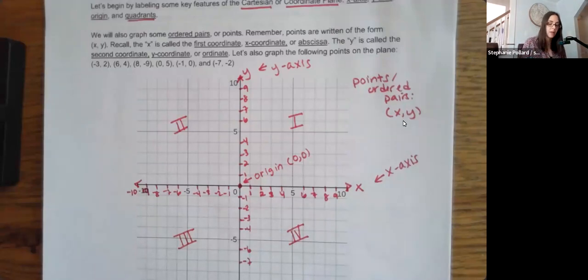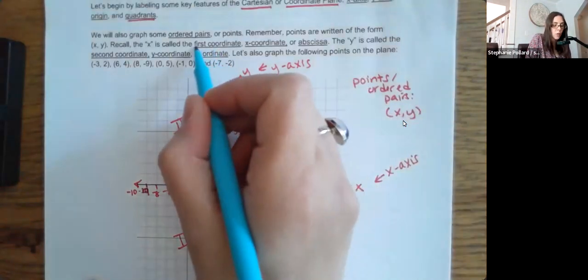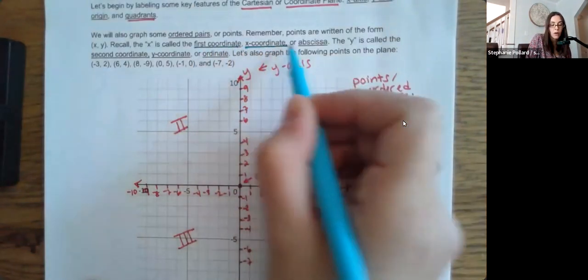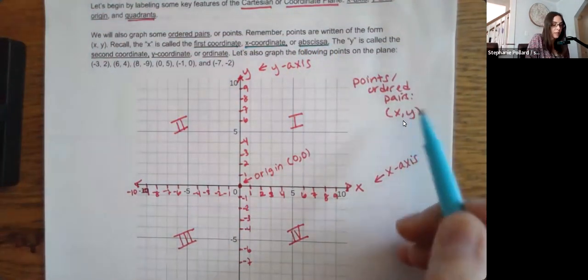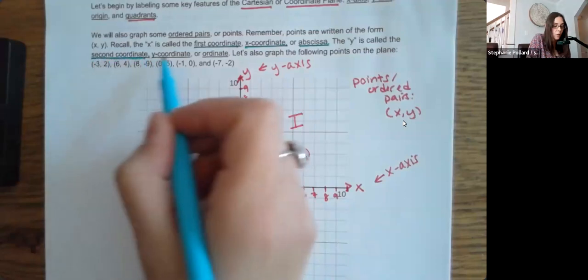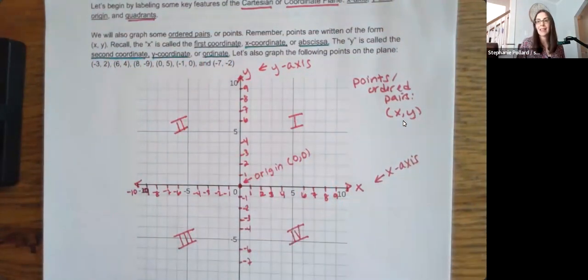Now, when you're graphing, again, this first part here does have different names. You can call it the first coordinate, the x coordinate, or formally the abscissa. The y part is called the second coordinate, the y-coordinate, or the ordinate. For me, I tend to just call it the x and y values or the x and y coordinates to keep it a little bit simpler, but all those terms are interchangeable.